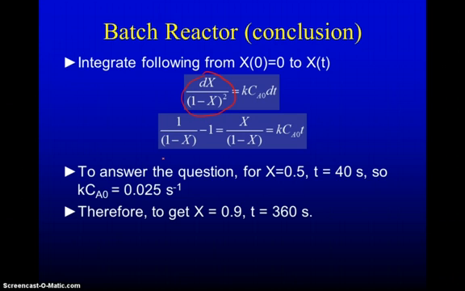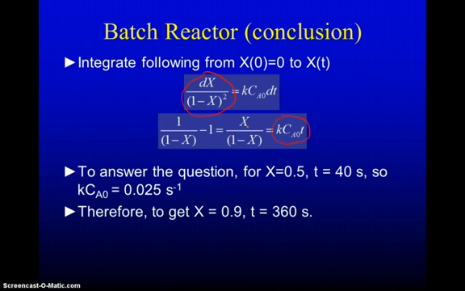We put in the specific limits of x, the final conversion that we're interested in, and 0 at time 0, so that's just 1. The right-hand side of the equation is trivial to integrate, really, because it's a constant, so it's k times C_A0 times time. So that is our integrated expression. So we can use that to relate conversion to time at any point.